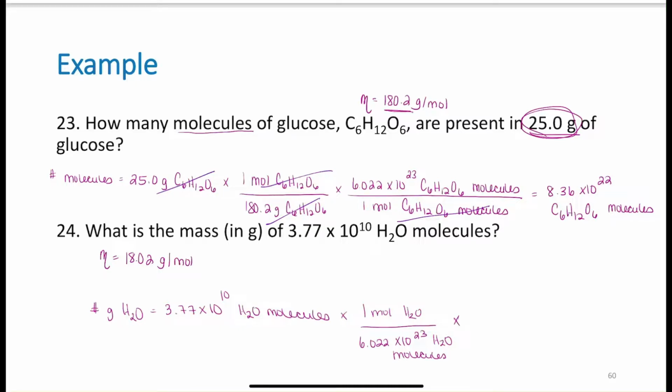Now that I'm in moles of water, that cancels out my molecules, I can convert to grams of water. Using my molar mass, 18.02 grams of water to every 1 mole of water. Gives me 1.13 times 10 to the negative 12th grams of water. That answer seems really, really small. Does that make sense? Yeah, it really does, because this is less than half of a mole of water, and 1 mole of water only equals 18 grams.